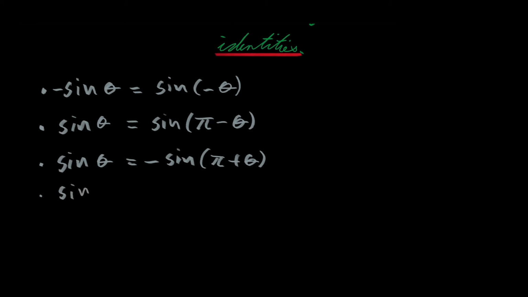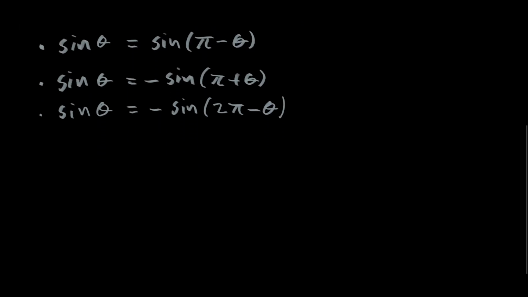Sine of theta is equal to negative sine of 2 pi minus theta. Now you can see that on the left hand side, these last three are equal to sine of theta, so these three on the right hand side are all equal to each other as well. So maybe I could explain why those three are true in one go, but that diagram might get a bit messy, so we'll see how we go there.